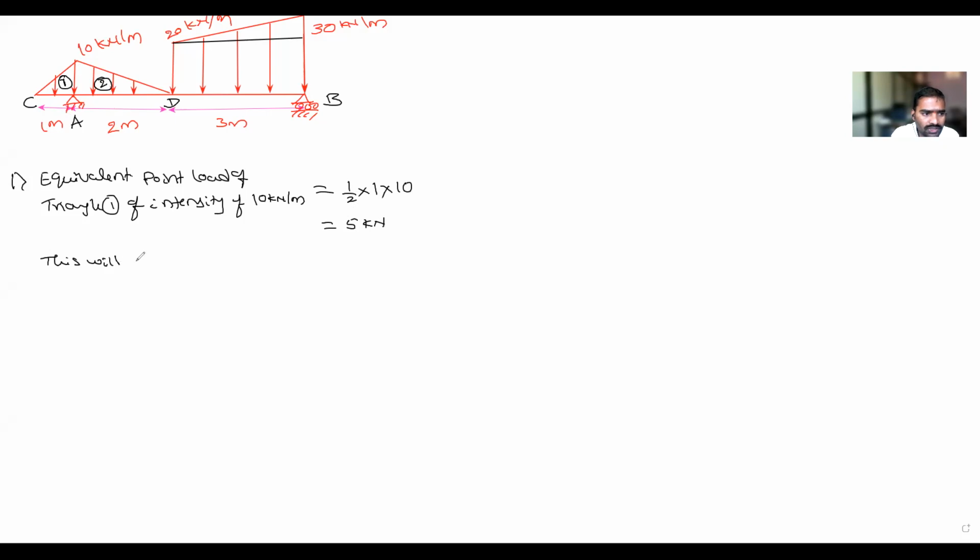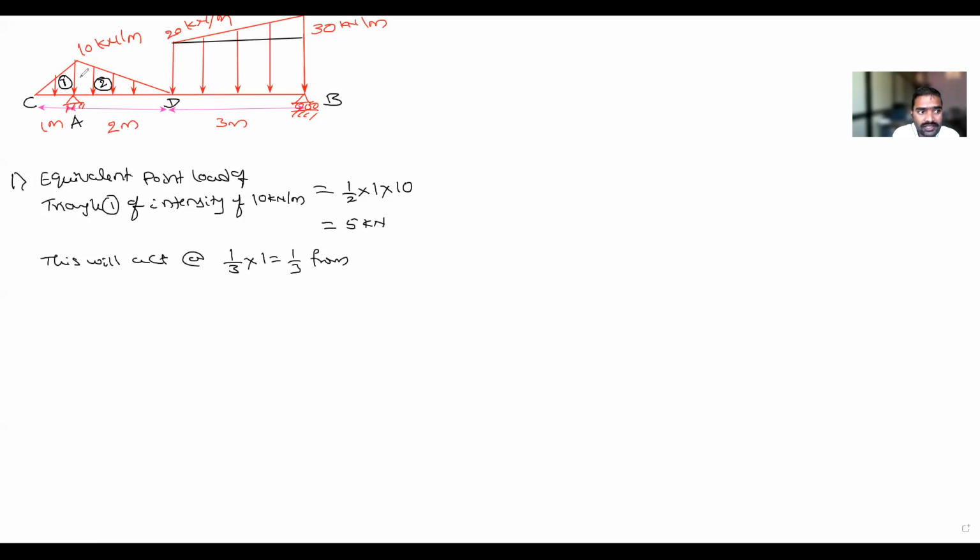Can you tell me? This will act at 1/3 of base. What is the base? 1 meter. So 1/3 of 1 meter is 1/3 from which point? A point or C point? From the highest loading, the highest point. Not C, from the highest loading.